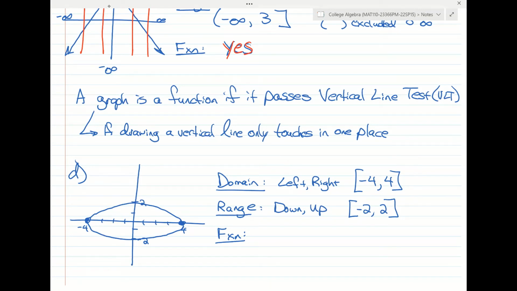Does this pass the vertical line test? No, right? So we say not a function.